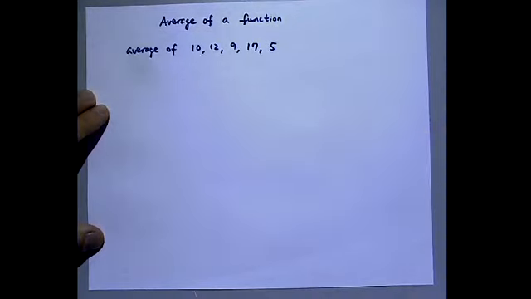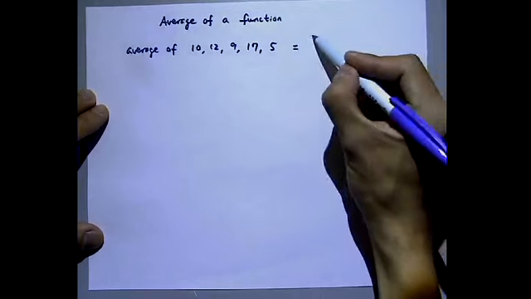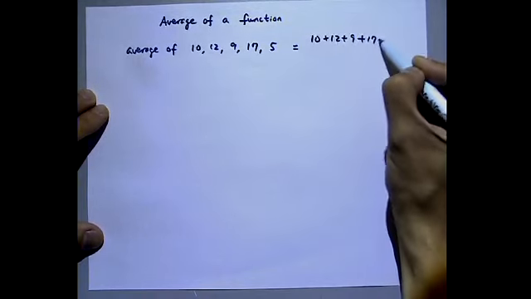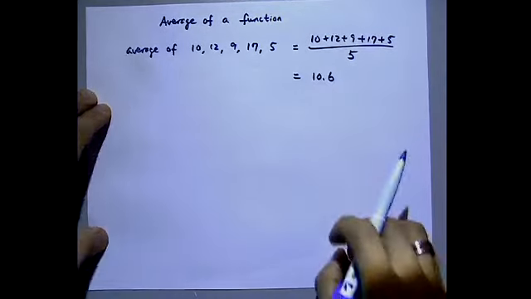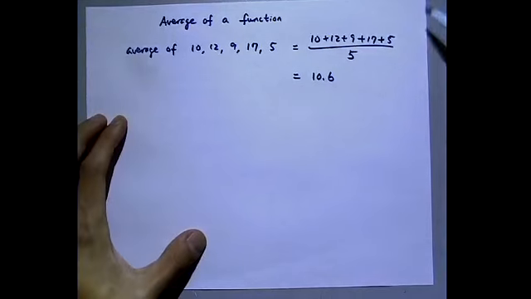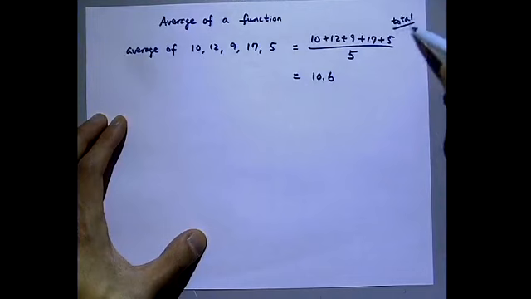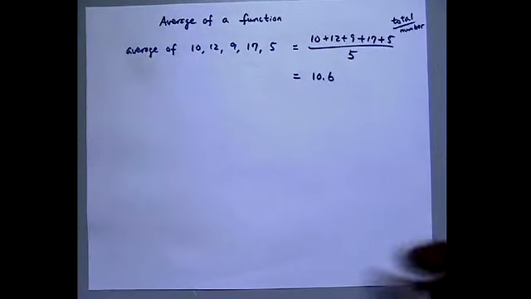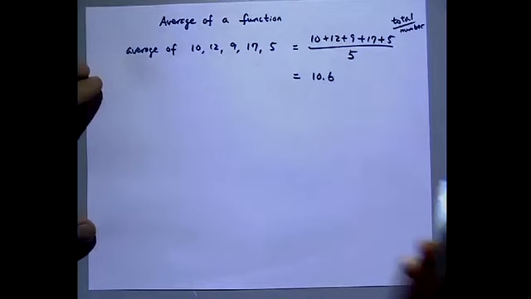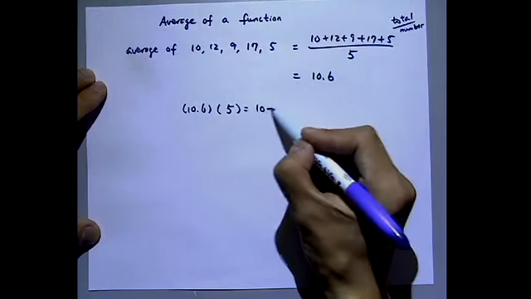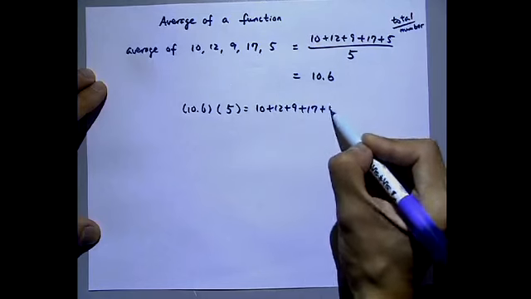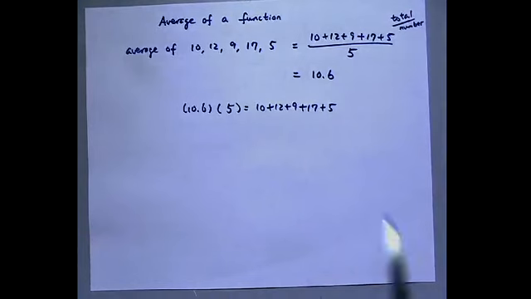How would you calculate the average of this? Yep. So it's 10 plus 12 plus 9 plus 17 plus 5 over 5, right? And this is 10.6. So that's total divided by the number. Notice what happens then. If I take my 10.6 and I multiply by 5, I get the same sum as if everybody got 10.6. That's what average means.